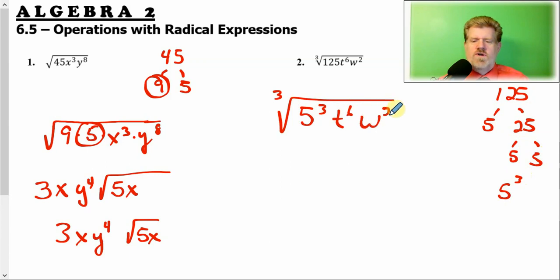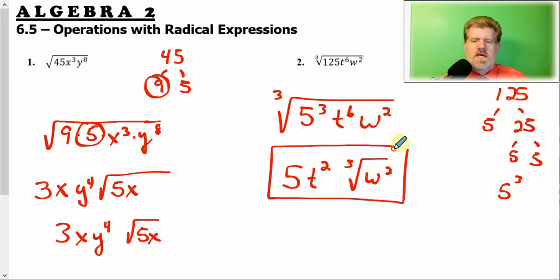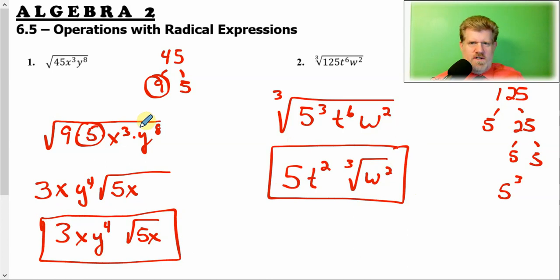So we do our old properties that we've been doing with the product property. We multiply them all together. What's the cube root of 5 cubed? Well, 3 divided by 3 is 1. A 5 comes out. What is t to the 6? So 6 divided by 3. 2 comes out. Nothing left inside. The w squared, oh, it's a cube root. There's not enough w's to come out, so that w stays under the radical. And that's that answer right there. And of course, this was the answer over here. So that should be kind of a recap of things we've already done.